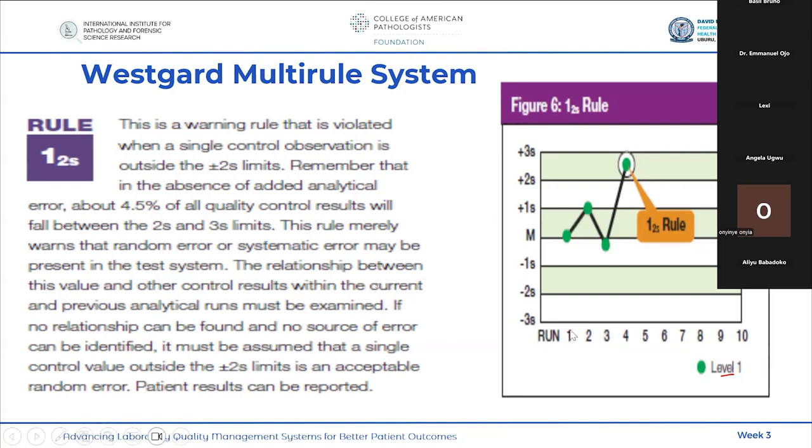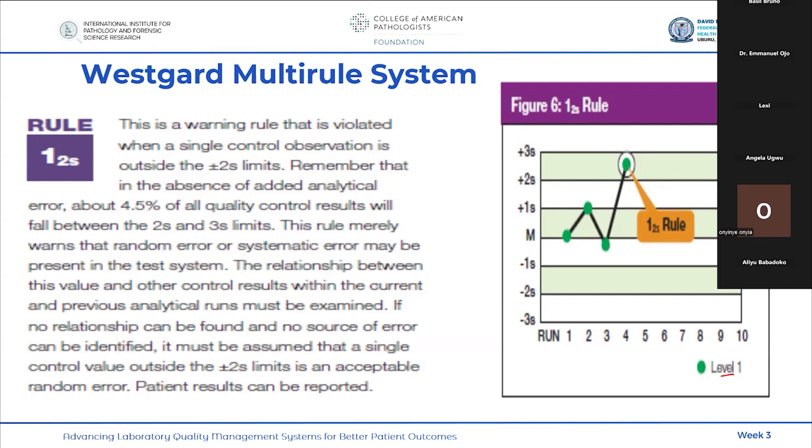So let's say for this particular control, run 1 was just on the mean, run 2 was on plus 1SD, run 3 came down to the mean again. This is a perfect example, but something happened during run 4. The control result was outside plus 2SD limits. This rule is a warning rule. So in the lab, we have what is called the warning rule and the rejection rule. 1-2S rule is a warning rule.